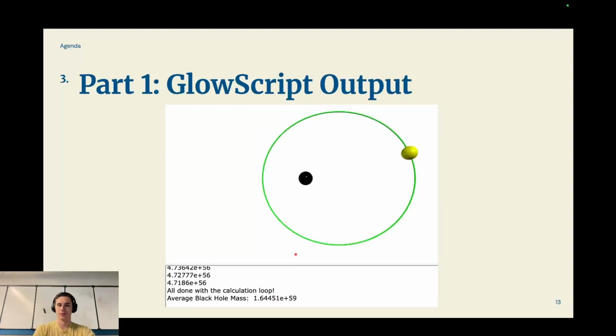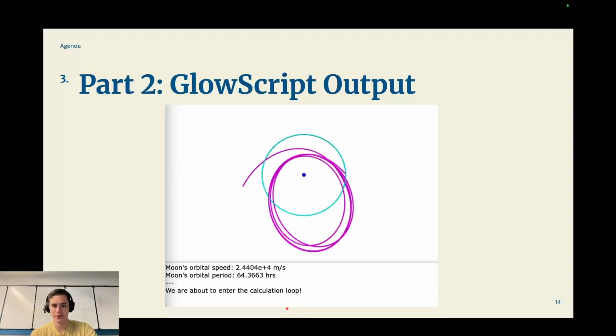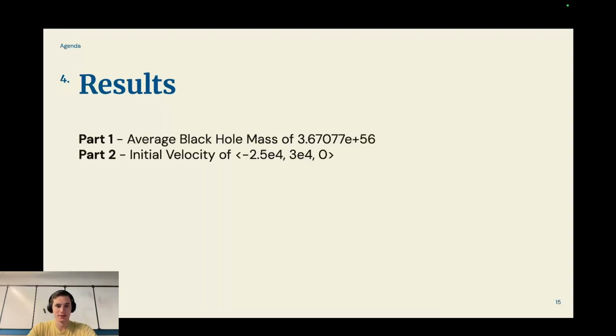So here's the output for part one. As you can see, we found an average black hole mass of that. We'll go into more detail on that later. And here is part two's output. There's the orbit that we were able to find by guessing and checking the different velocity values.